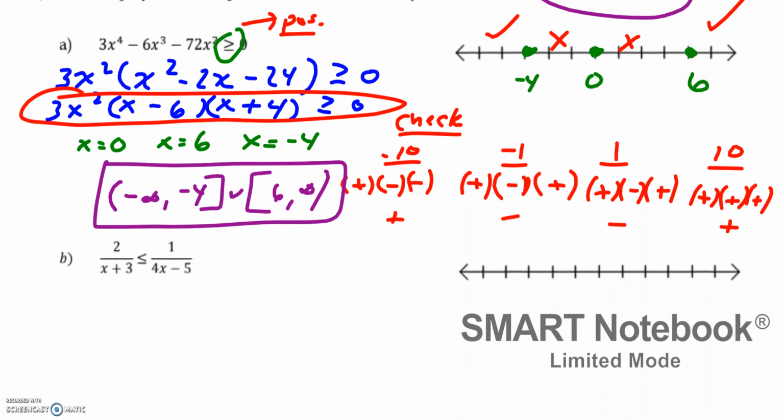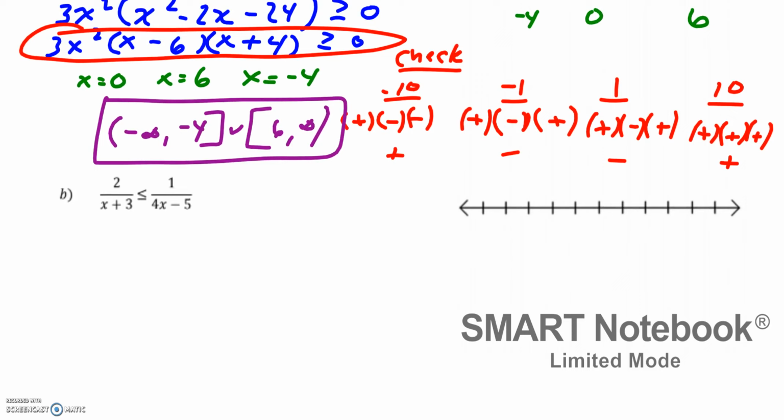Last one for this video, part B. We are doing the same idea of checking the intervals, but first we need to know what our critical numbers are. In order to do that, we need a common denominator and to get these things on the same side. So I'm going to subtract the 1 over 4x minus 5, and that's going to be less than or equal to 0. The reason that's so handy is because if 0 is on the side, it's much easier to check the intervals.